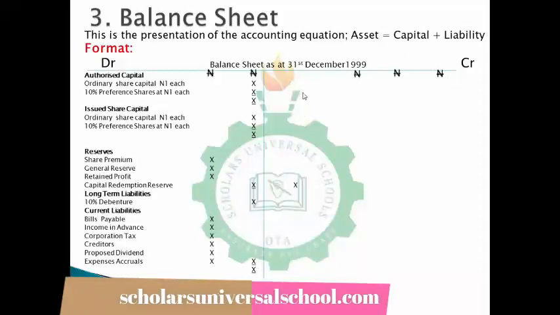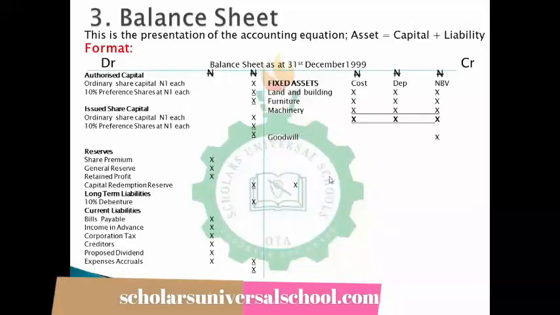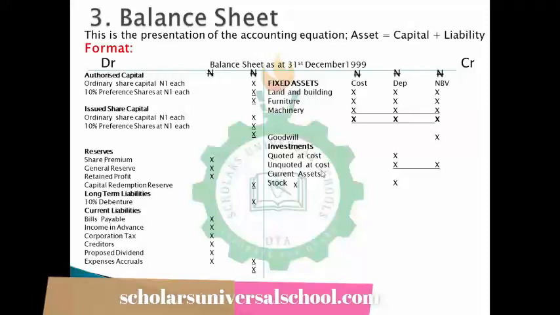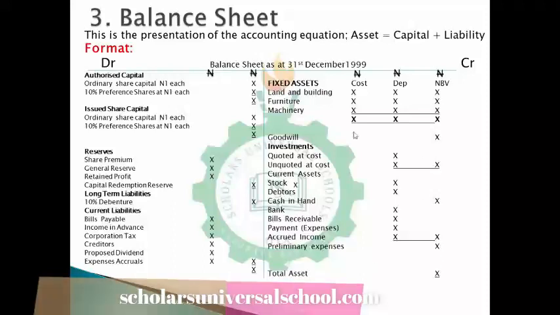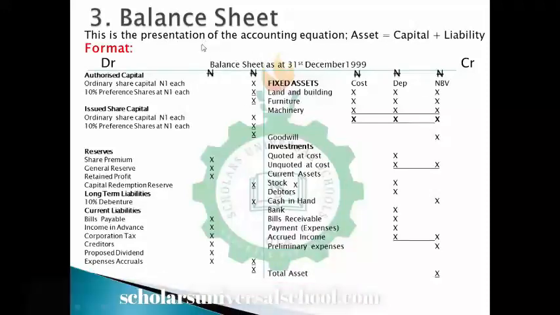For the asset value, you're supposed to get fixed assets. You add up your fixed assets to your current assets and to all other forms of asset that you could have in the business, which are probably goodwill, stock, current assets, and the like. By the time you sum up all your assets together, it should give you your capital plus liability. So that's the typical format of the balance sheet.